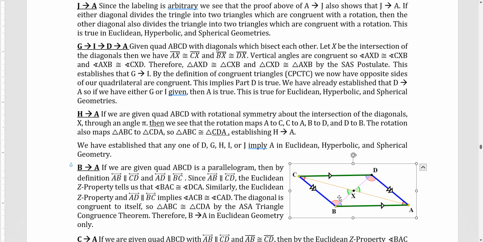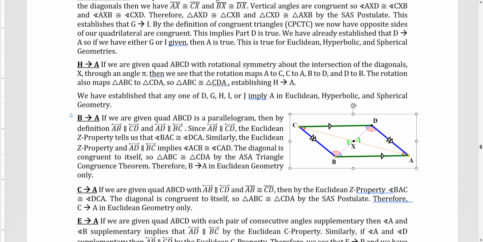And then what else do we have? Oh yeah, the diagonal is congruent to itself. So AC is congruent to itself. So now we have enough to do angle, side, angle. The angle, side, angle congruence theorem tells us that B implies A. Remember, A is that we have two congruent triangles. So if it's a parallelogram, it does make it into two congruent triangles.